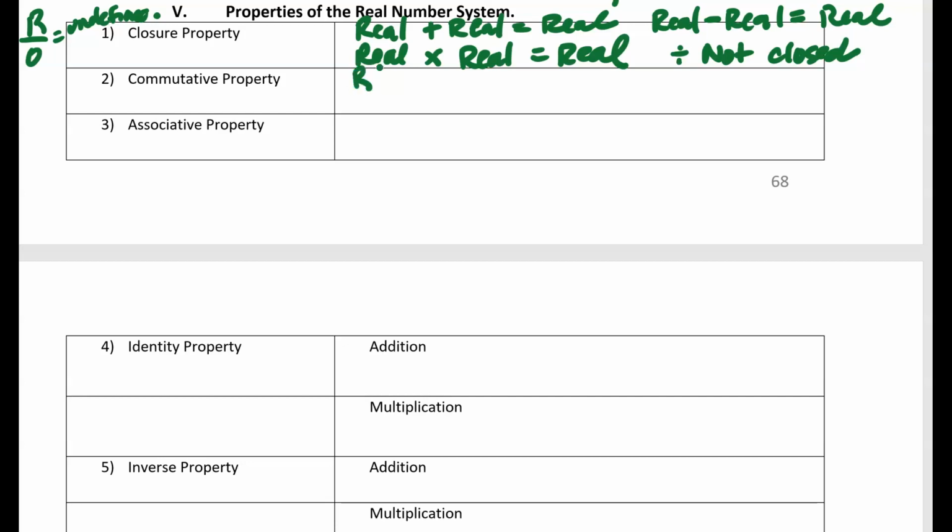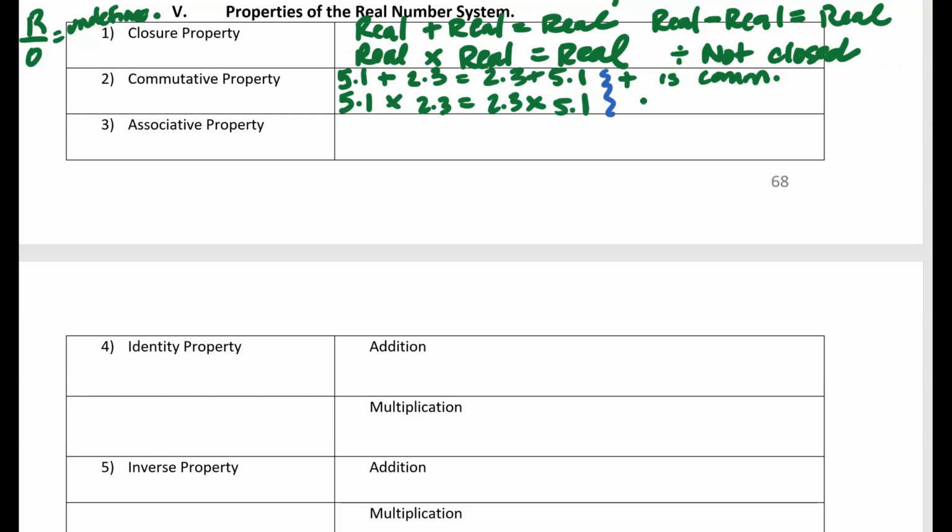So let's think about what operations you would be allowed to switch the order of. I'm just going to make up some examples. 5.1 plus 2.3. Is that the same thing as 2.3 plus 5.1? It is. So we say addition is commutative. If we were to multiply 5.1 times 2.3, is that the same thing as 2.3 times 5.1? It is. Multiplication is commutative.